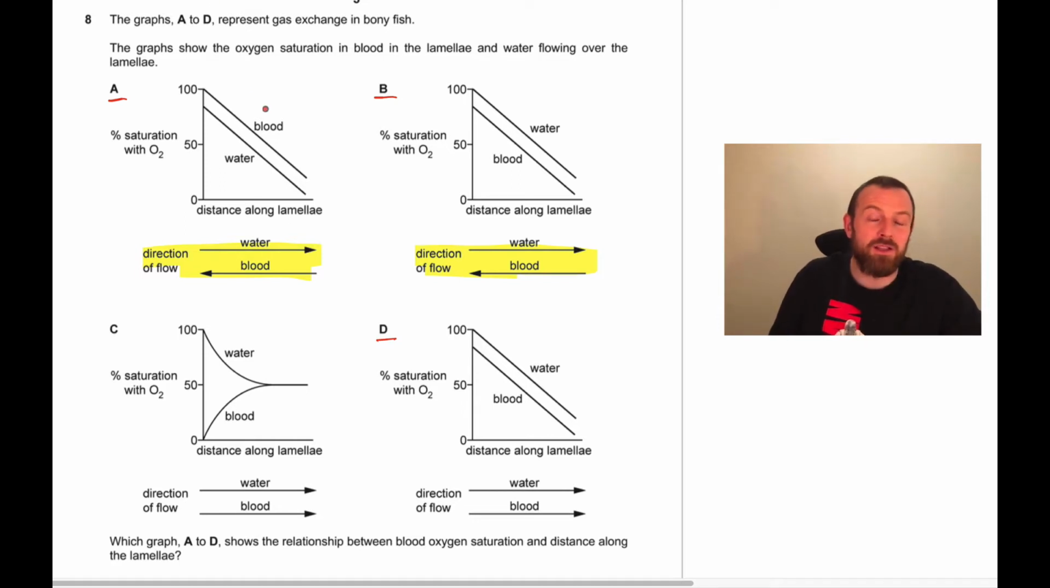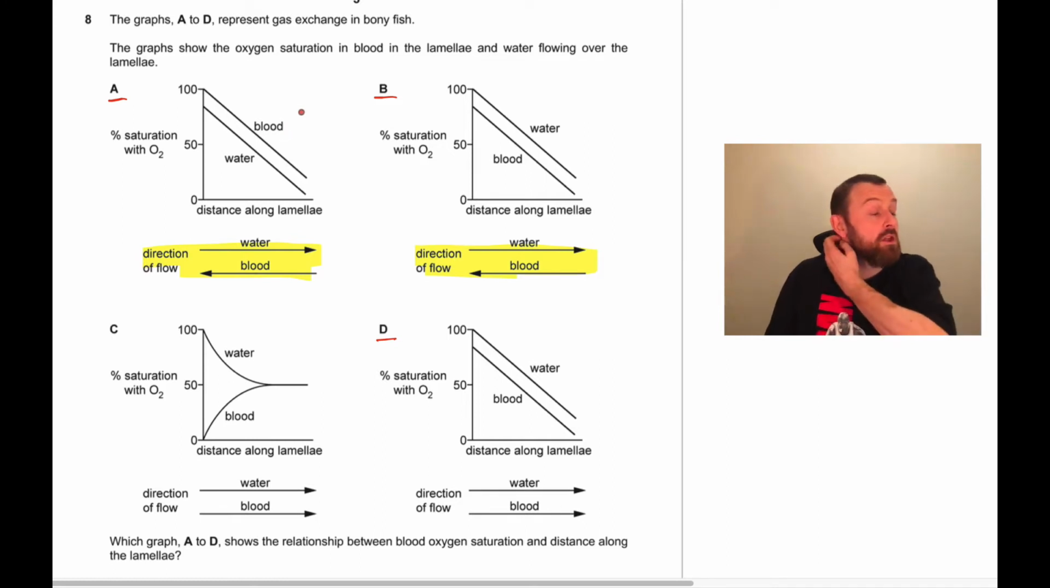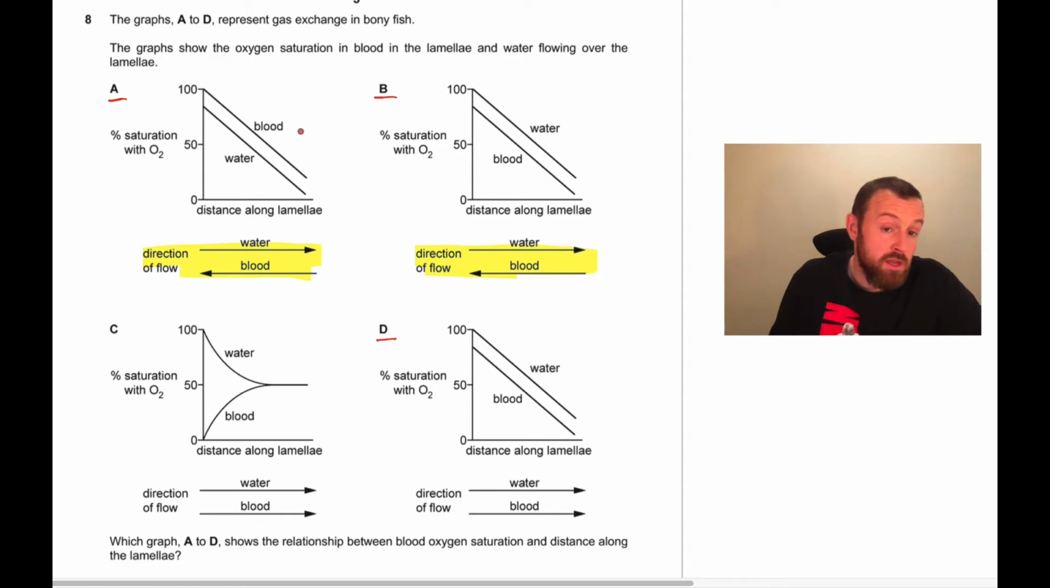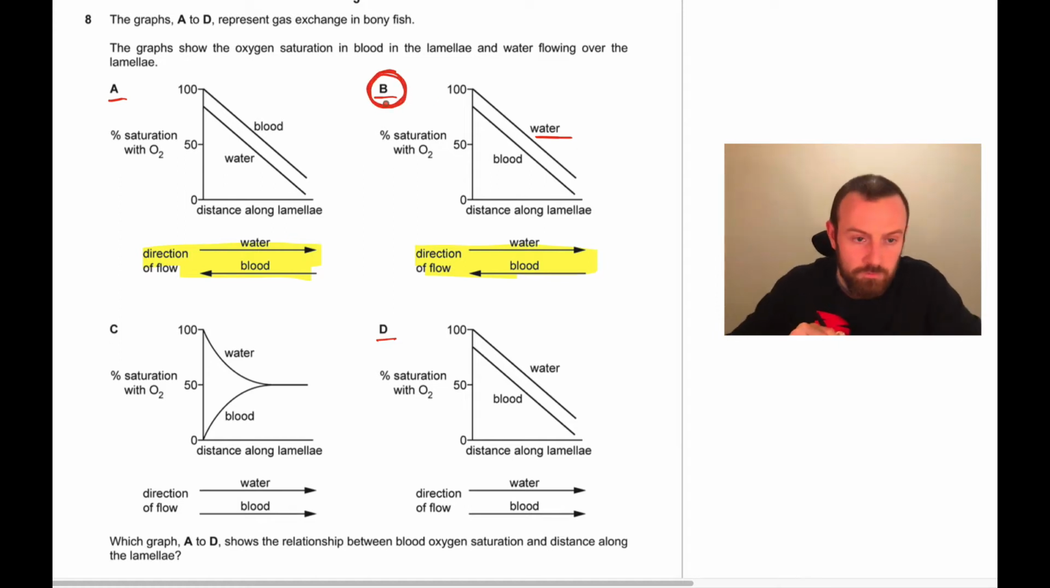How can we figure out the last one? Well, first of all, spot the difference. What is the difference between these two? Well, we've got blood and water here, and here we've got water and blood. So which line should be the highest and which should be underneath? Which thing has the higher oxygen saturation? Well, it's the water. The water has got high oxygen, and it's always going to be diffusing from the water into the fish's blood. So we want a situation where the water is above. So that's this one. So the answer is therefore B. 8 is B. Love that question. Moving on.